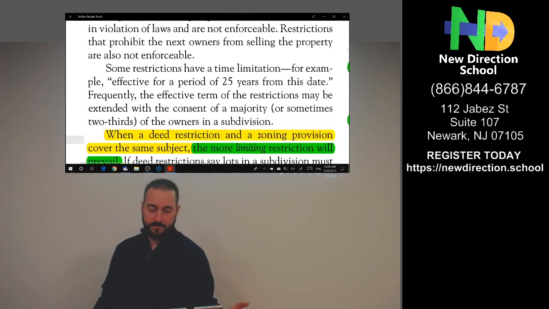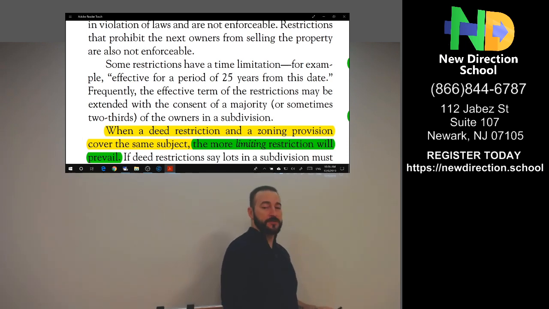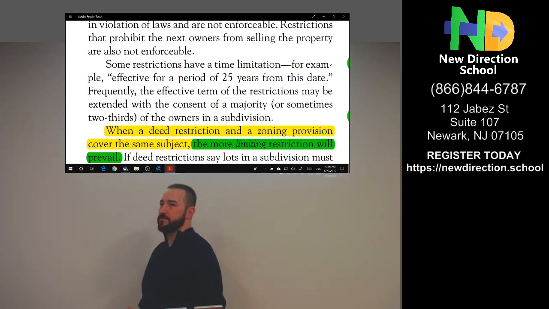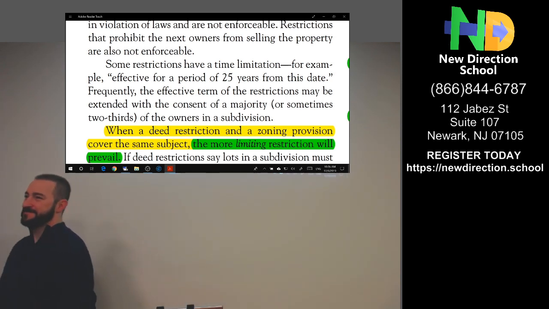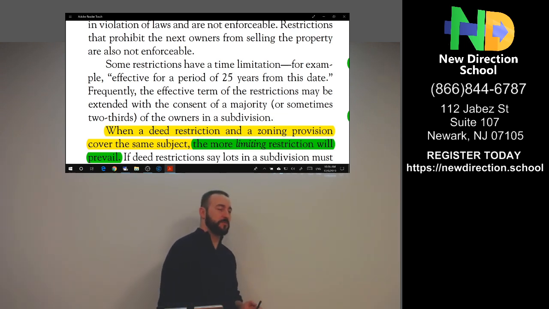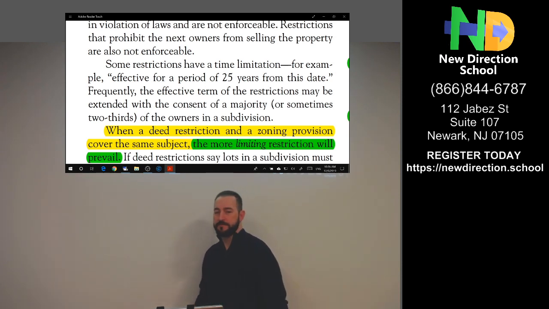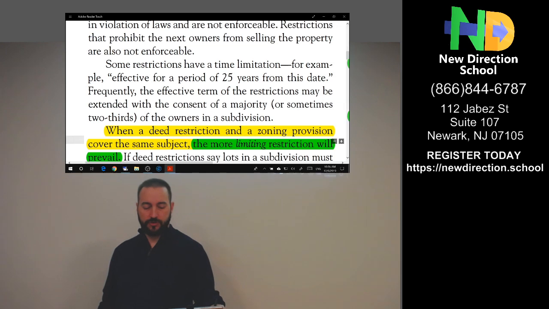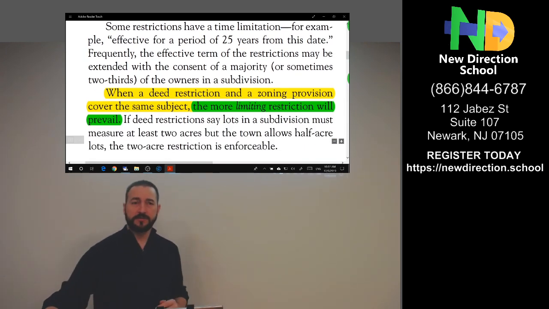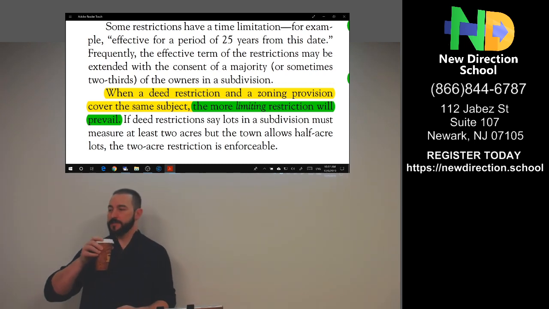Now, when the deed restriction and the zoning provision cover the same subject, the more limiting restriction will prevail. Make sure you underline, the more limiting restriction will prevail. So here's an example. If deed restrictions say that lots in a subdivision must measure at least 2 acres, but the town allows for half-acre lots, the 2-acre restriction is enforceable.